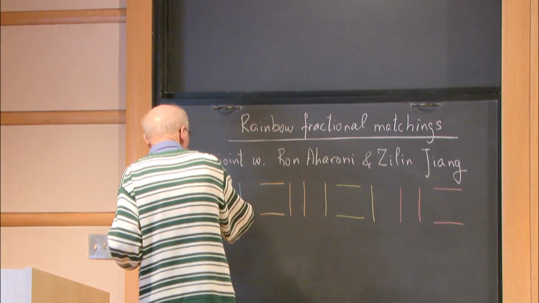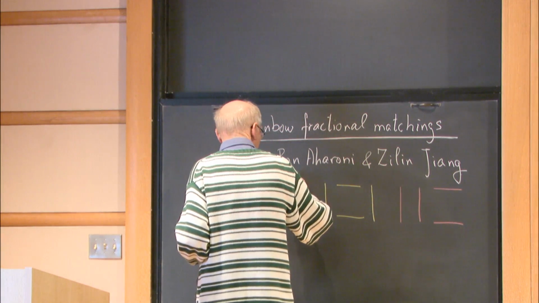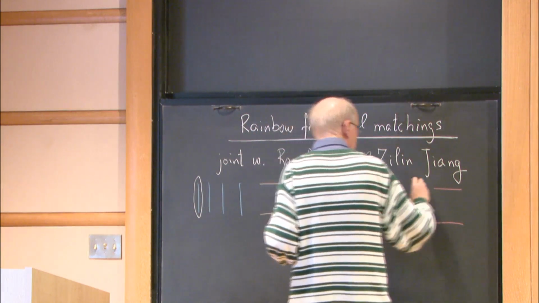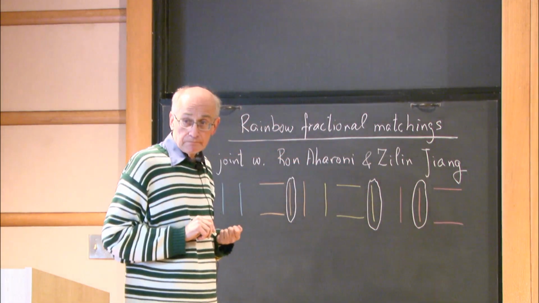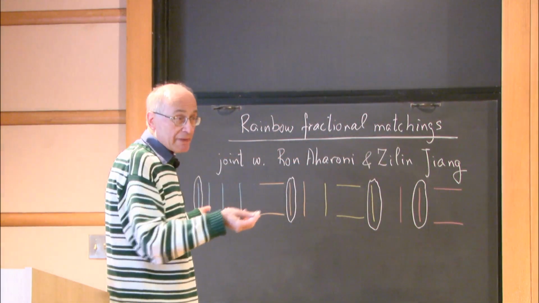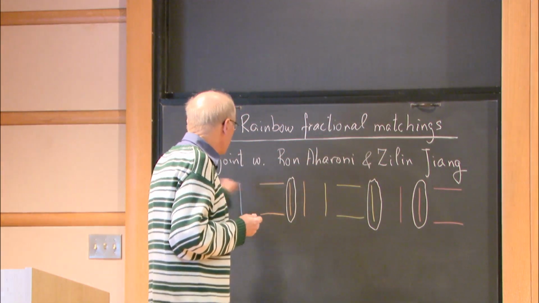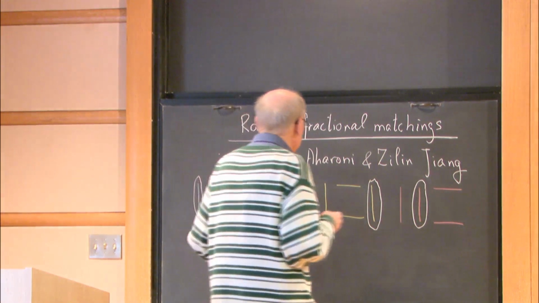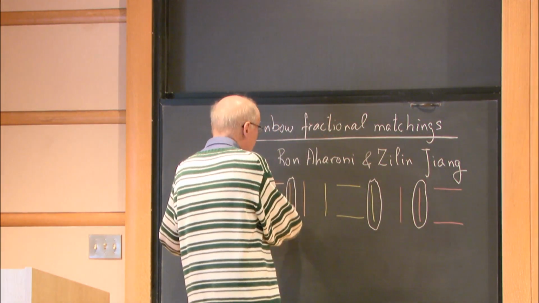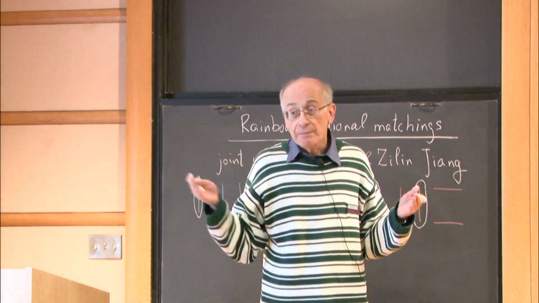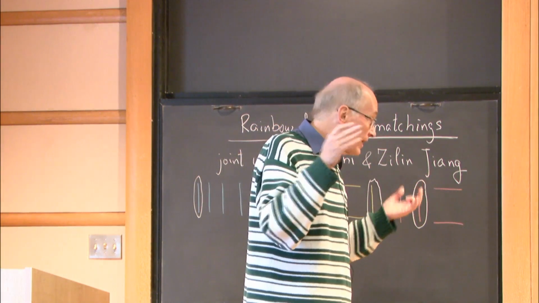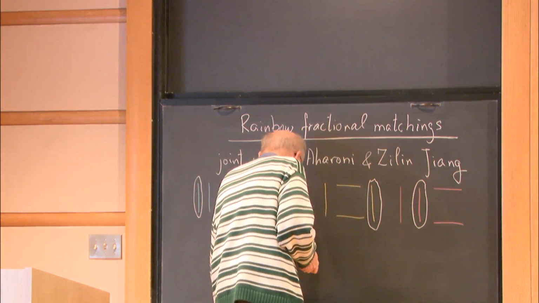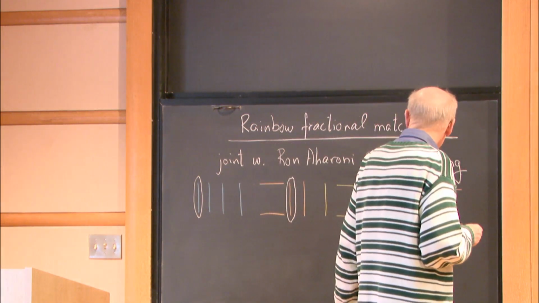For example, we can choose this edge from here, this edge from here, this edge from here, and this edge from here. And they form a matching with edges of distinct colors. So this is the idea of a rainbow matching. Now in this example, I wanted an edge from each of them. But in general, we might be able to form a matching using edges from some of them and not using edges from others. So here's the general definition.